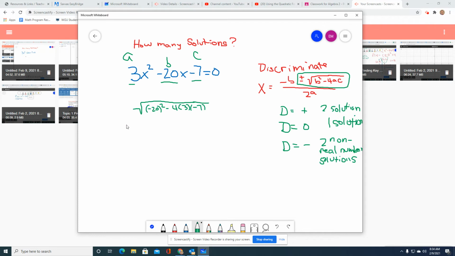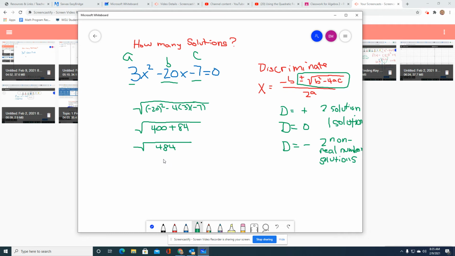However, I do want to go ahead and do the math here to prove to you that it's going to be positive. So negative 20 squared is 400. And negative 4 times negative 7 is positive 28. And positive 28 times 3, well, 3 times 20 is 60, and 3 times 8 is 24. So 60 and 24 make 84. So we end up with the square root of 484. Now, this happens to be a perfect square number.